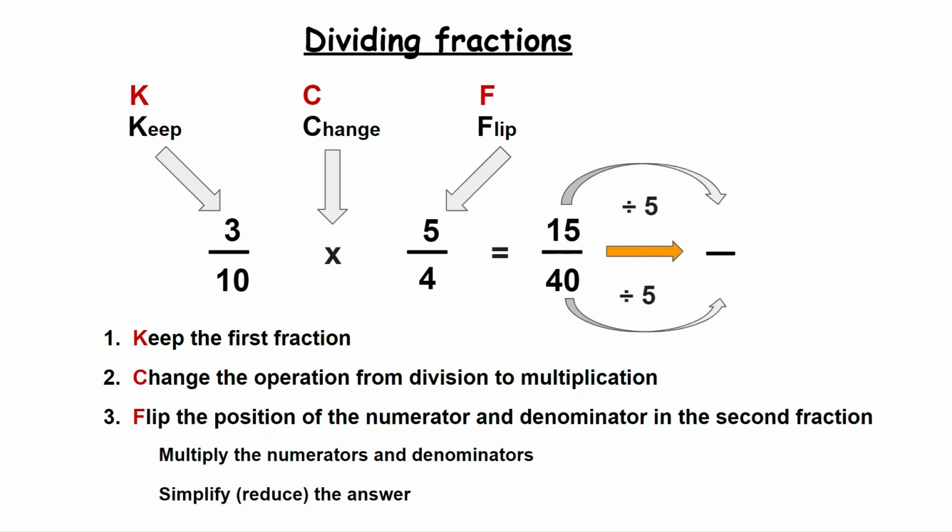Numerator and denominator can both be divided by 5. So let's divide 15 by 5, which is 3, and 40 by 5, which is 8. And that's it. We've solved our problem. So 3 over 10 divided by 4 over 5 equals 15 over 40, which can be reduced to 3 over 8.